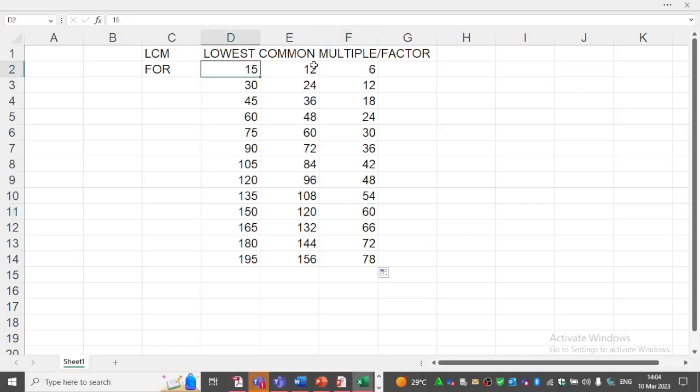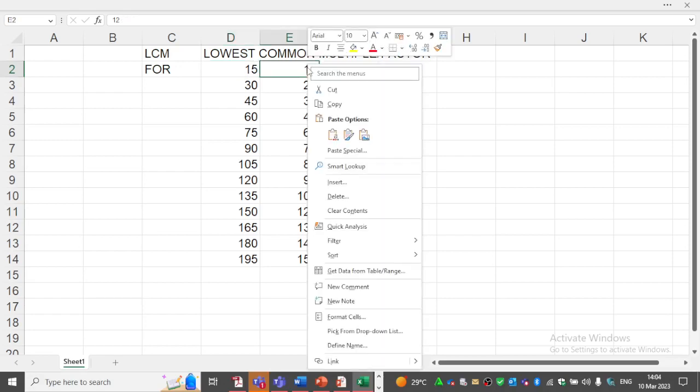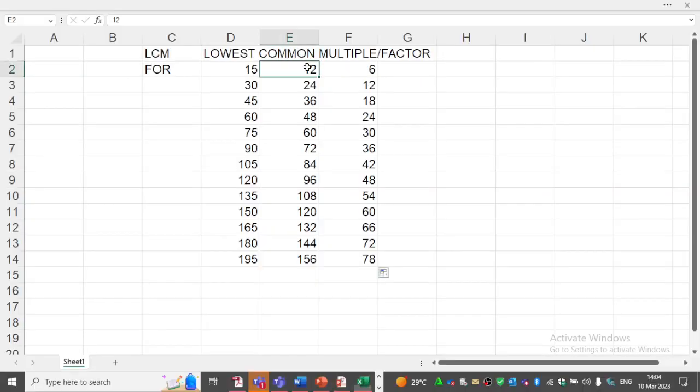So I've got 15 here. And the other one is 18. So if I change this to 18, we can get to look for the common multiple. So here it's now 18.